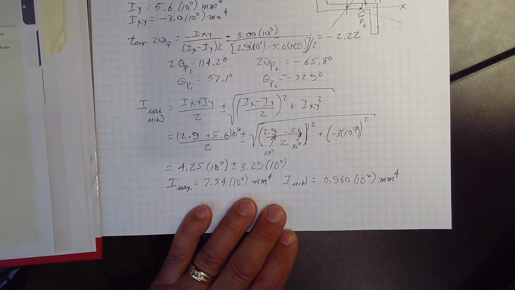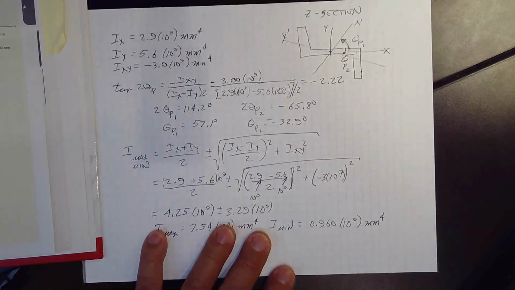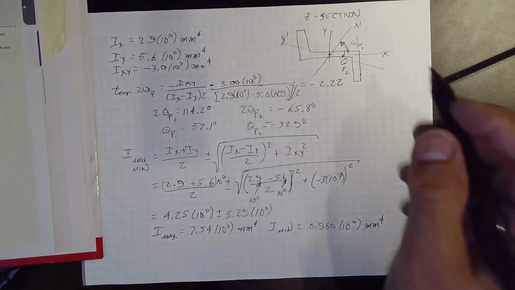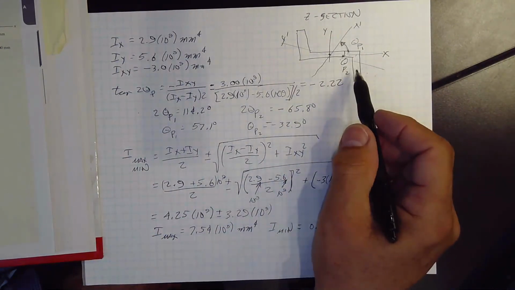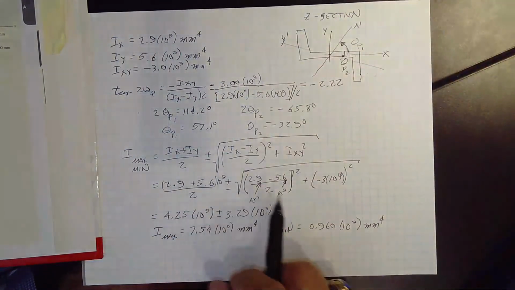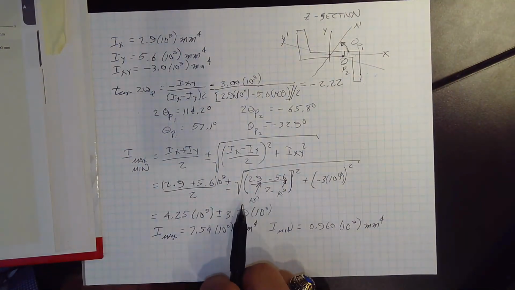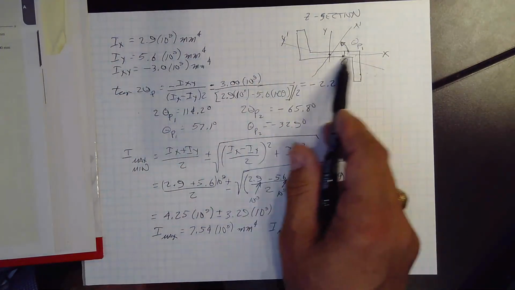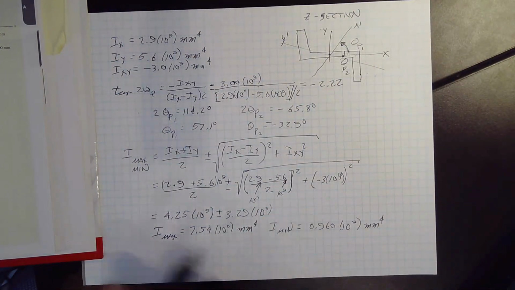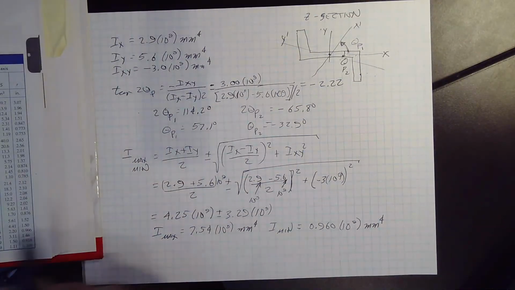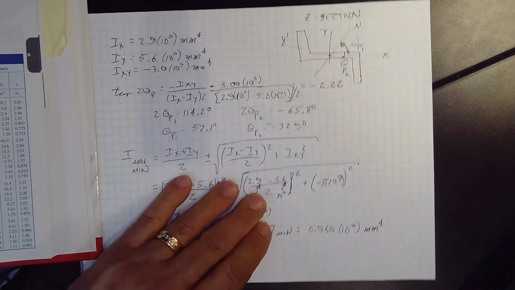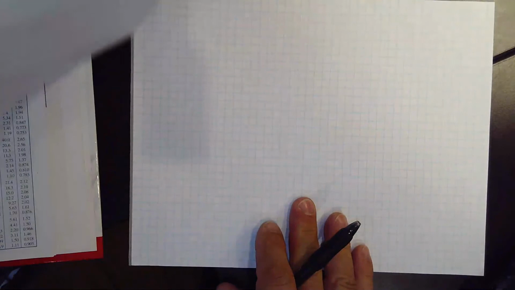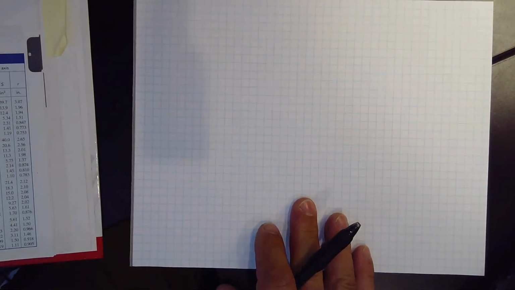Okay? Now, again, from a practical standpoint, what does this really mean? It means if I put a moment X on here, it's going to generate a moment Y, because you have coupling now between this X-axis and Y-axis. But the point of all this was just to familiarize you with moments of inertia, what they are, and how to calculate them.